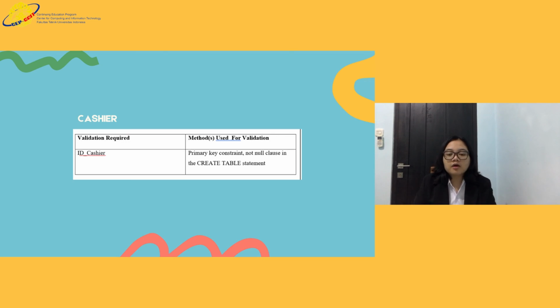Next, cashier. Validation required for ID cashier. The method used for validation is the primary key constraint, not null clause in the create table statement.